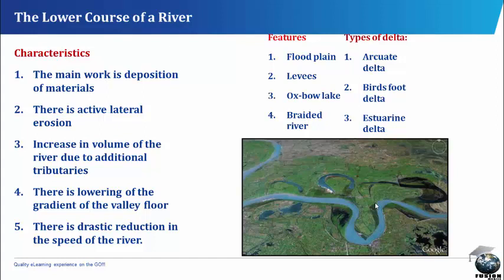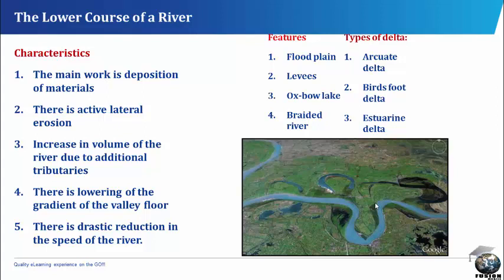Here are the characteristics of the lower course of a river. 1. The main work is the deposition of materials. 2. There is active lateral erosion. 3. Increase in volume of the river due to additional tributaries. 4. There is lowering of the gradient of the valley flow. 5. There is drastic reduction in the speed of the river.